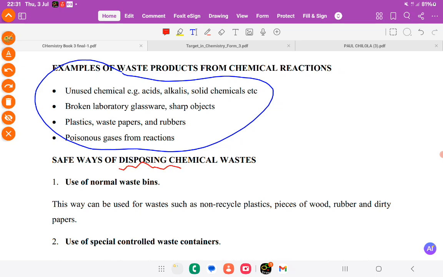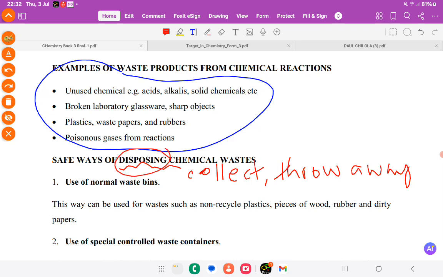Disposing. To dispose something simply means to collect the waste and throw it away. That's the meaning of dispose. So you identify the waste, classify it properly, and throw it away. That process is called disposing.